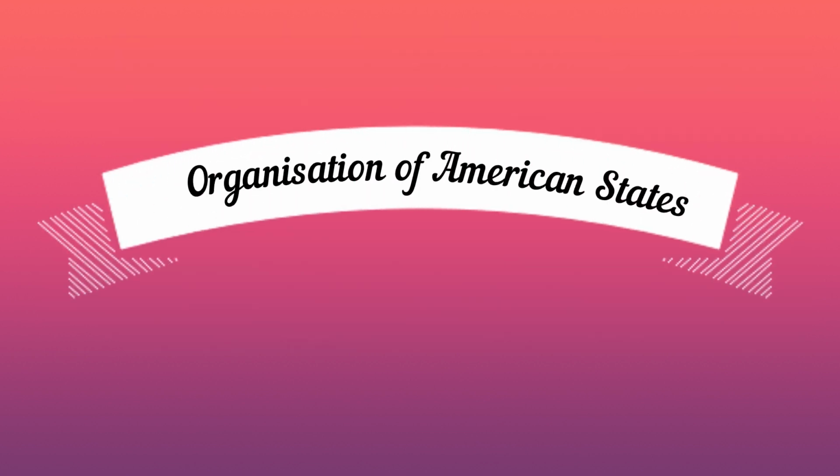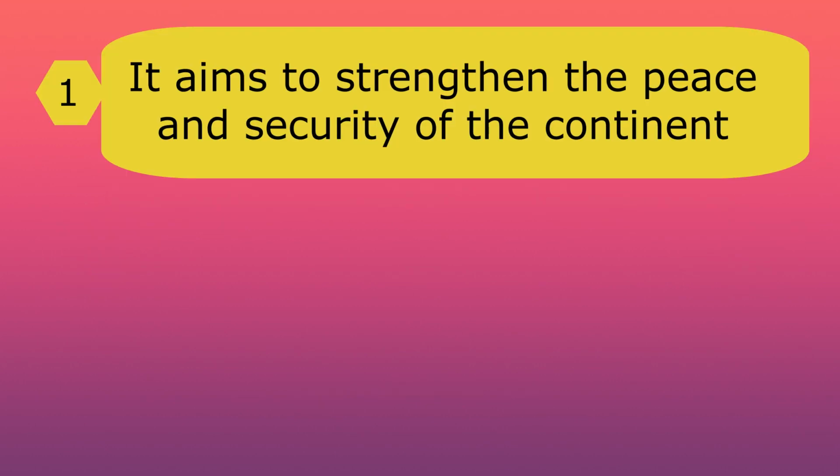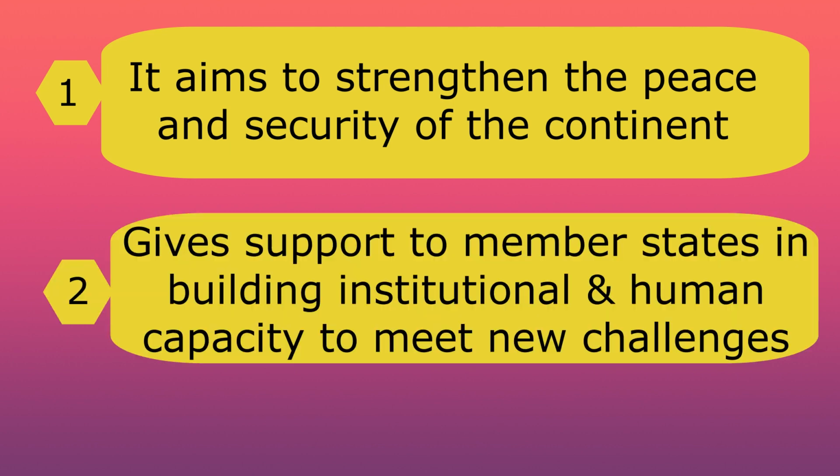Organization of American States, OAS. It is the world's oldest regional organization. 1. OAS seeks to strengthen the peace and security of the continent. 2. The OAS provides support to member states in building institutional and human capacity to meet new challenges. For example, they have helped member states to make changes to their electoral systems. They provide training for government officials in areas such as trade negotiations and natural disaster mitigation.